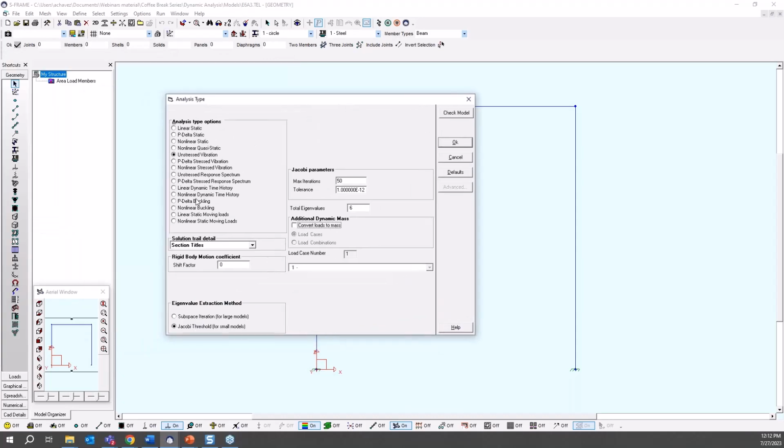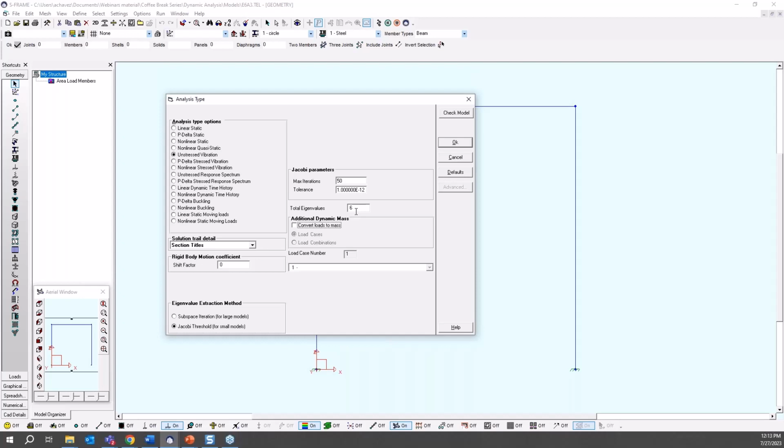And what we can see here is what Matt just explained to us about the two different methods to extract the eigenvalues, which are the subspace iteration method and the Jacobi threshold method. We can use any of them, but I'll be shooting for the Jacobi threshold method. And as this one is indeed a small model, and the reason why we explain the number of degrees of freedom for each joint is that I have to input a number of total eigenvalues over here.